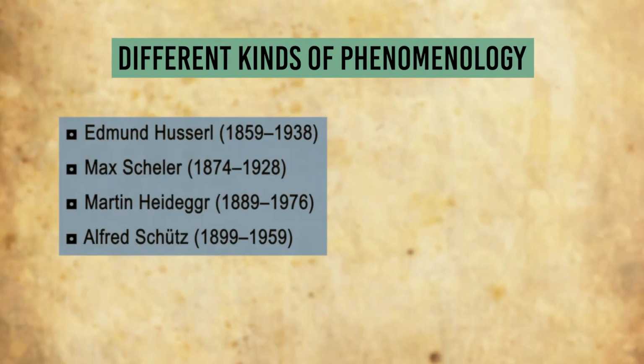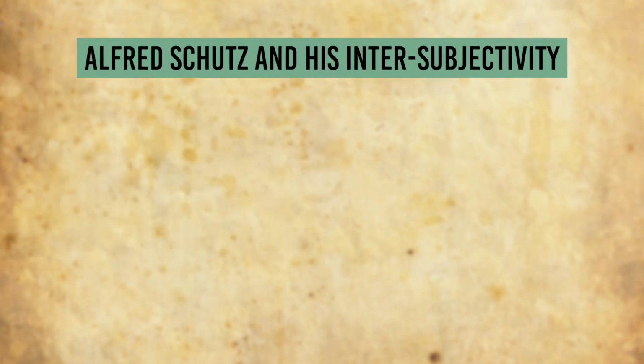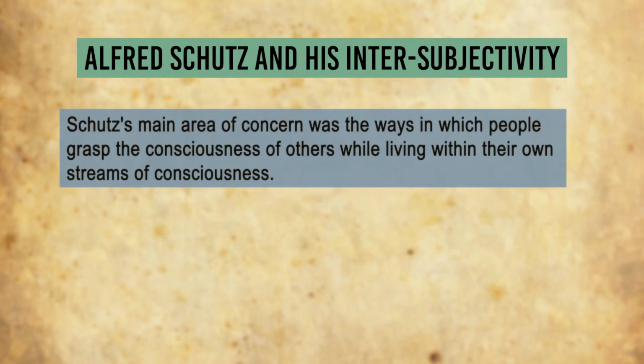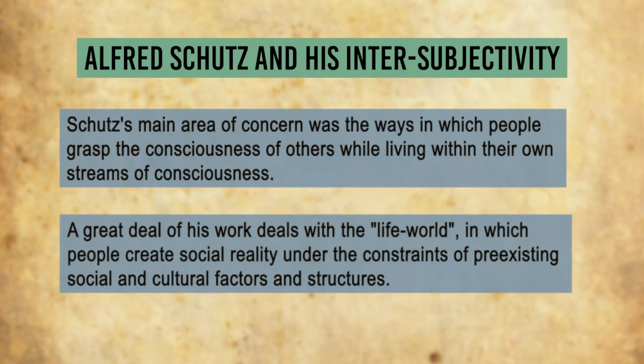Now, there are different kinds of phenomenology. Starting from Edmund Husserl, we can go to Max Scheler, Martin Heidegger, Alfred Schutz. All of them were creating different kinds of phenomenology. Alfred Schutz and his intersubjectivity is very important, where we are trying to find out what the other person knows about me. This is best understood by using the word life world.